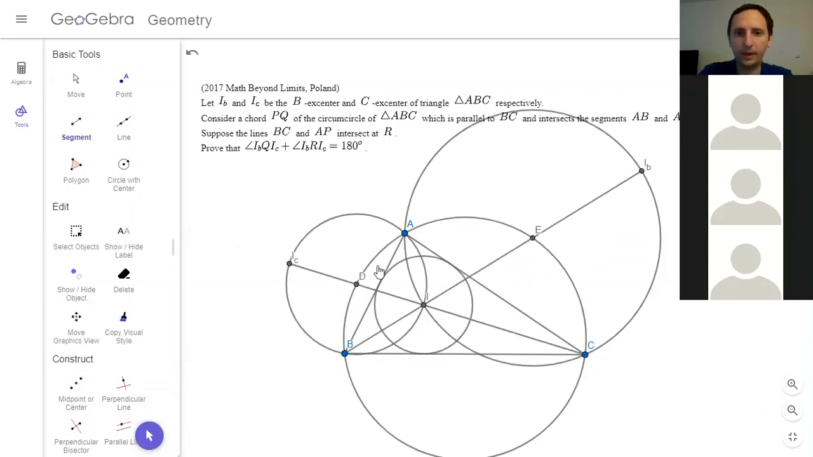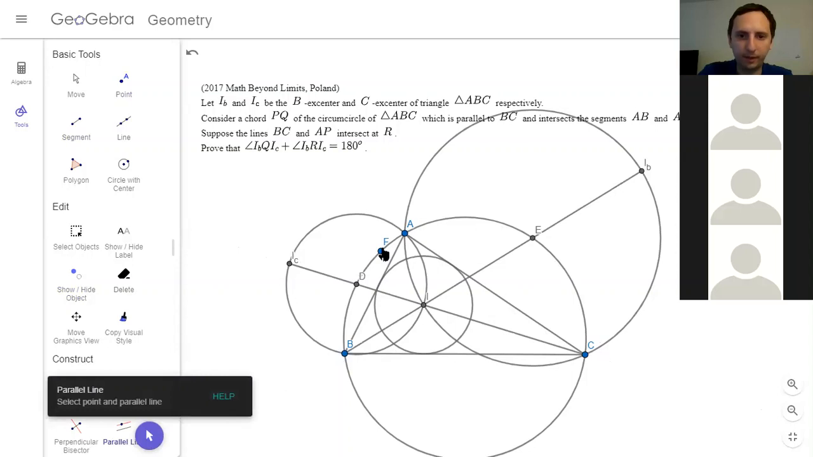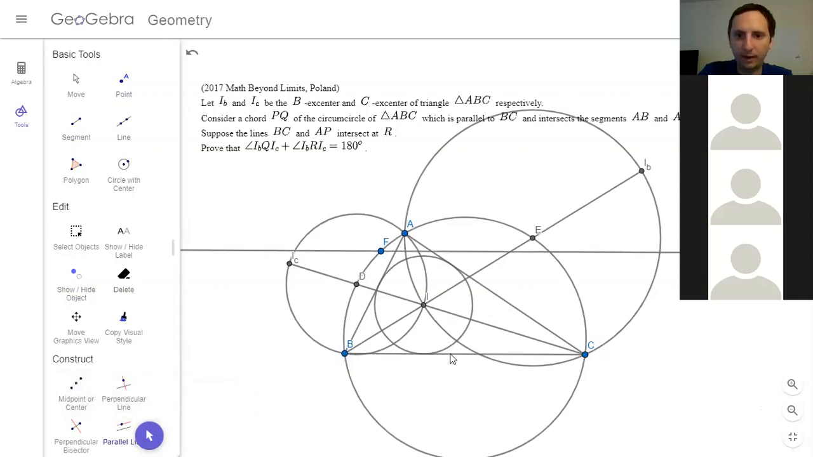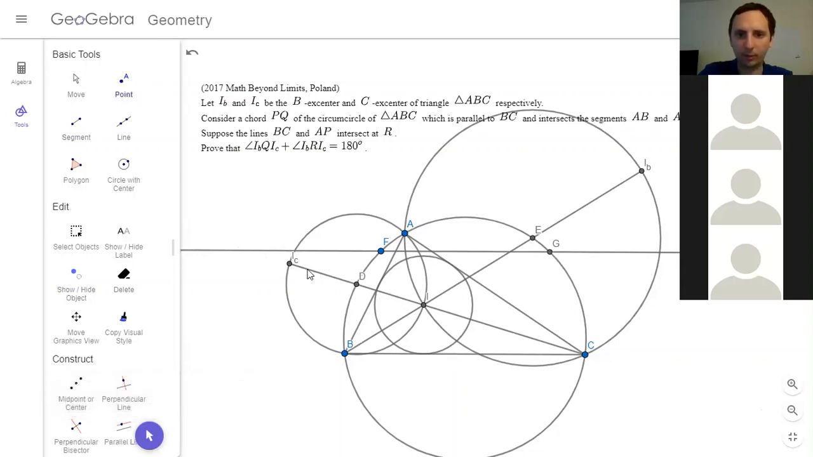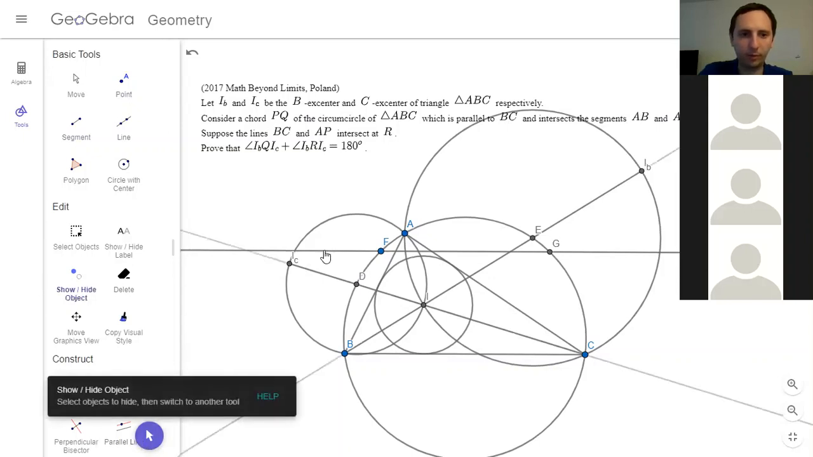Consider a chord PQ. Oh, we already drew the circle of ABC. It's pretty nice. So it's parallel to BC, and it intersects. Okay, that's just to make it non-degenerate. So we want to call this chord PQ.